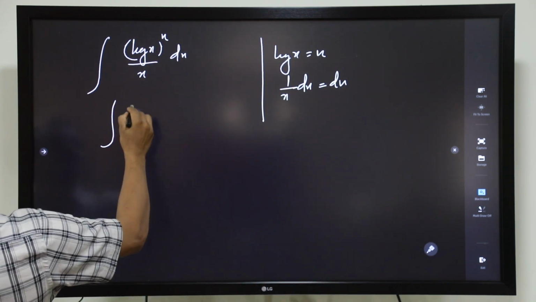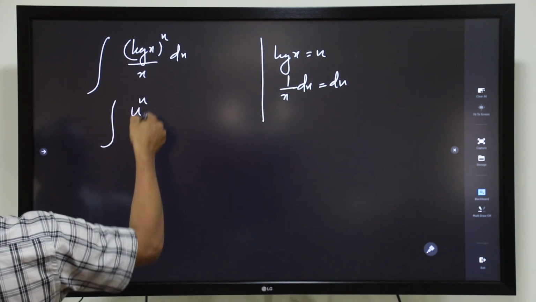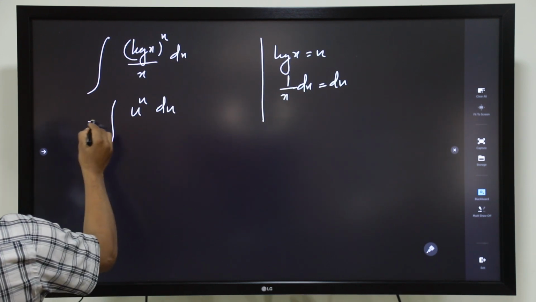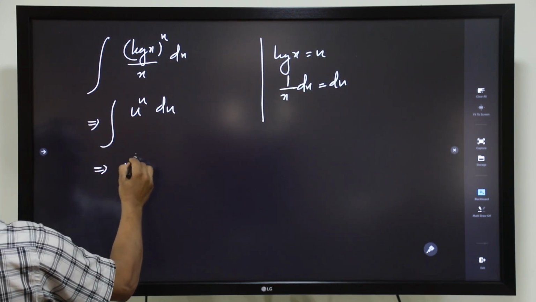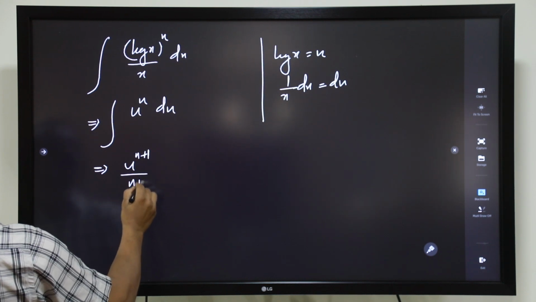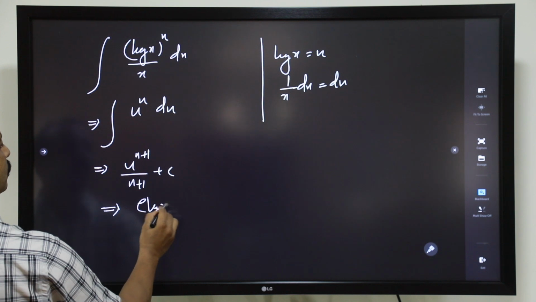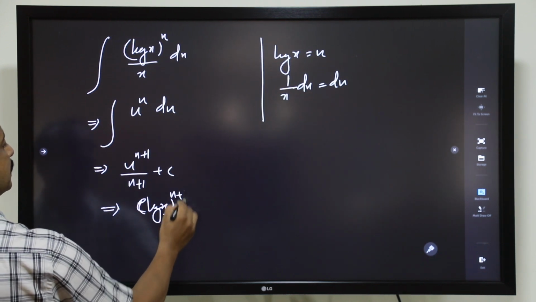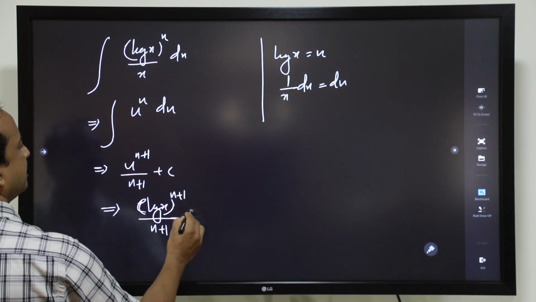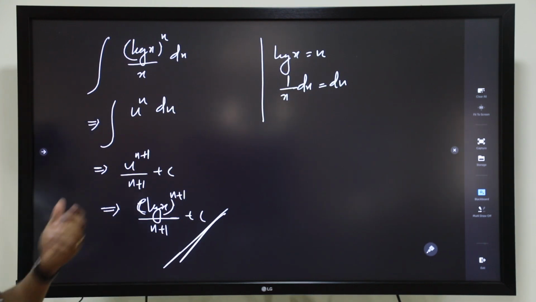And therefore, our function changes to the form u raised to n into du. Its integral value is u raised to n plus 1 divided by n plus 1 plus c. What is u? (Log x) the whole raised to n plus 1 divided by n plus 1 plus c. That's all. It's very simple.